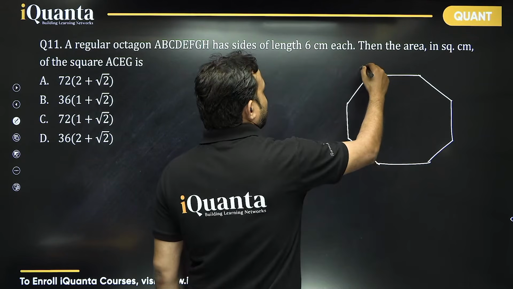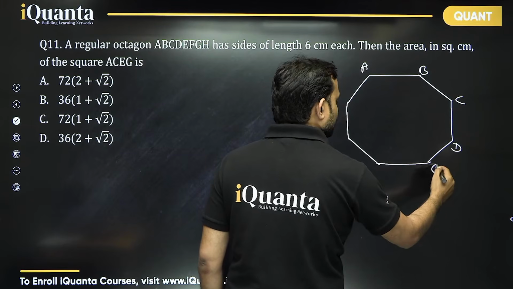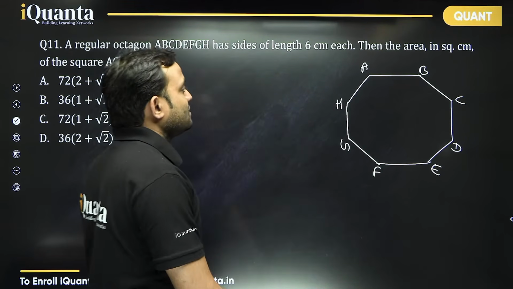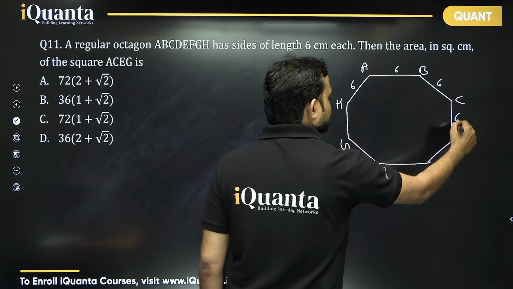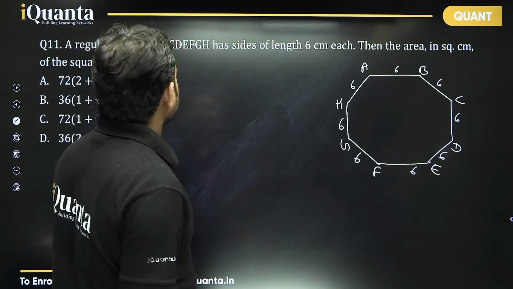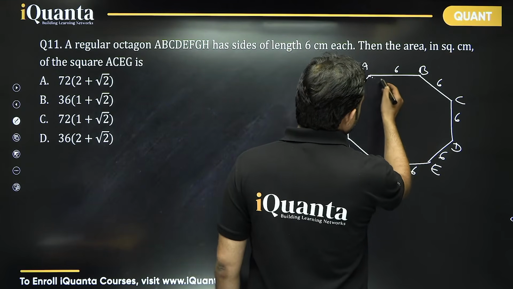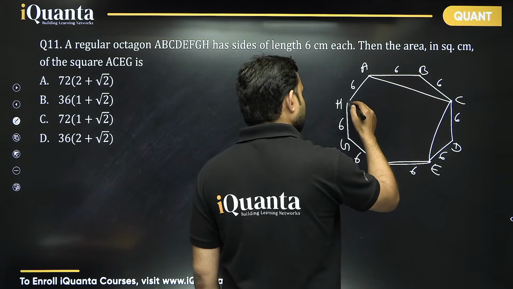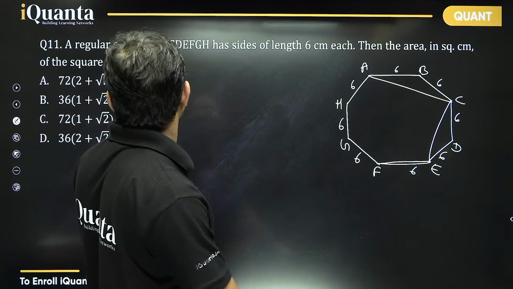Okay, and this is A, B, C, D, E, F, G, and H. All of these side lengths are 6. 6, 6, 6, 6. All of these are 6 units. Then we need to find the area of the square ACEG. Wait a second, ACEG.